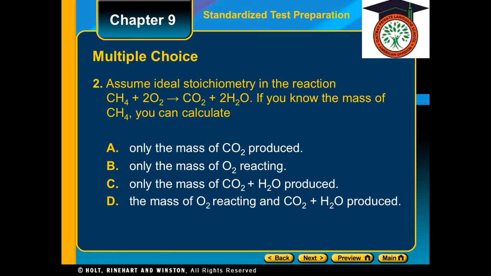Assume ideal stoichiometry in the reaction CH4 plus 2O2 resulting in carbon dioxide plus 2H2O. If you know the mass of CH4, you can calculate only the mass of CO2 produced, only the mass of O2 reacting, only the mass of CO2 and H2O produced, or the mass of O2 reacting and CO2 plus H2O produced. Yes, you can calculate the mass of oxygen reacting with carbon dioxide and water produced.